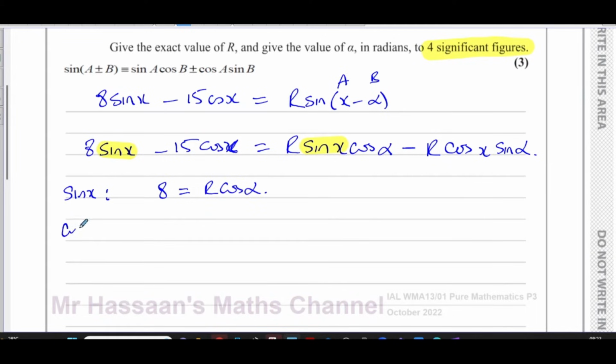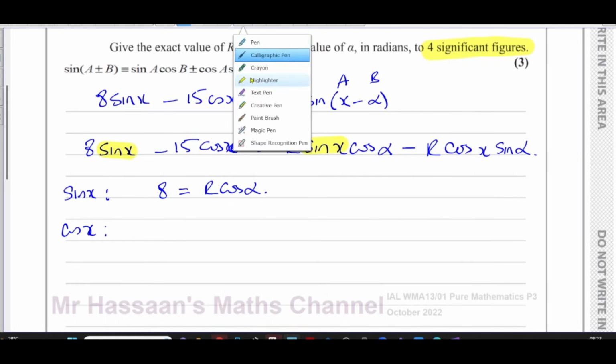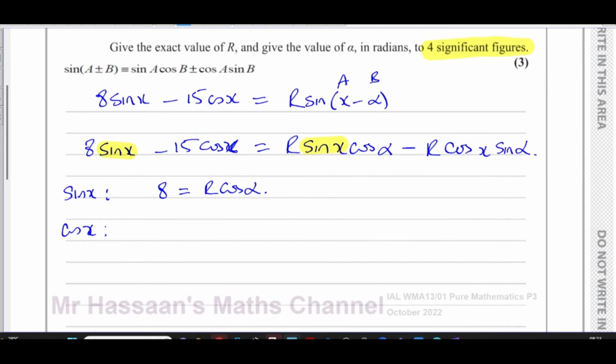And if I compare the coefficients of cosine x on both sides, on this side I have 15, and here I have r sine alpha. Let me just highlight the cosine x and the cosine x. So on this side I have minus 15, and this side I have minus r sine alpha, right?